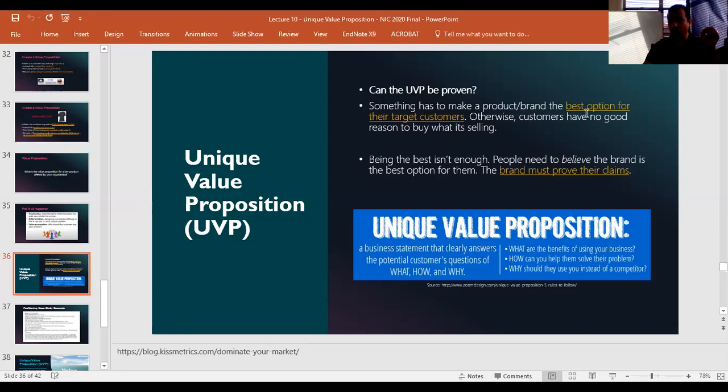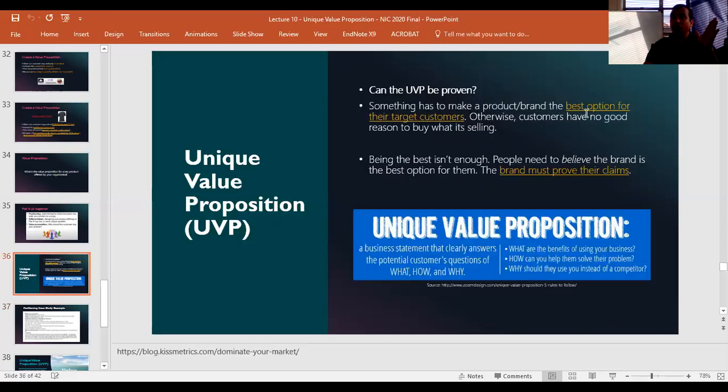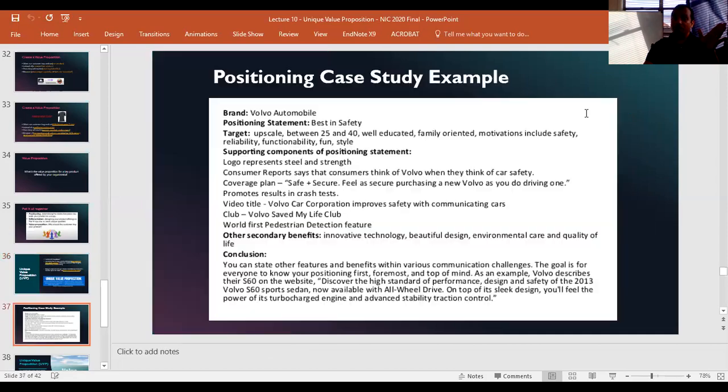What are the benefits of using your business? How can you help them solve the problem? So it gives the answer to all the questions which are in the mind of the customer. As I said, the brand or the company must prove the claim. We went through this exercise, this case study at the beginning, the Volvo statement, and I asked you to read the concluding statement in the double quotes. It is a kind of unique value proposition. They are trying to position very uniquely compared to the competitors. And as I said, you must have support for the claim.